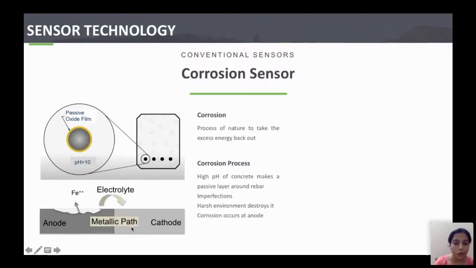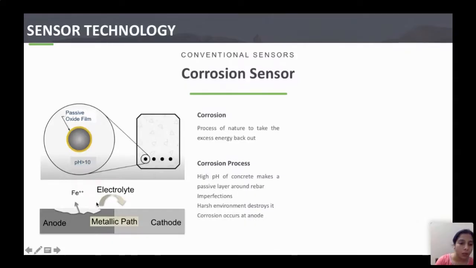Now for corrosion, we know that we need four things: anode, cathode, metallic path, and an electrolyte. Electrolyte is nothing but a fancy name for water, right? So when the concrete is in touch with water, when there is water inside the concrete, you get the electrolyte also. Otherwise, anode, cathode, and metallic path were already there in the concrete structures.